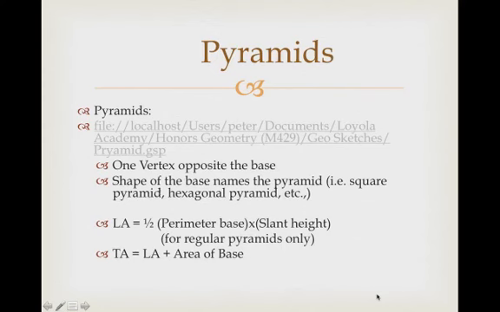So quickly to review, the lateral area is 1/2 perimeter of the base times the slant height, but that's really for regular pyramids only, which is all our book deals with. And then the total area is the lateral area plus the area of the base. I'm going to end this video here, and I'd like you to rewatch it, pause it as you need, but let's come in ready tomorrow to work with pyramids in the book.